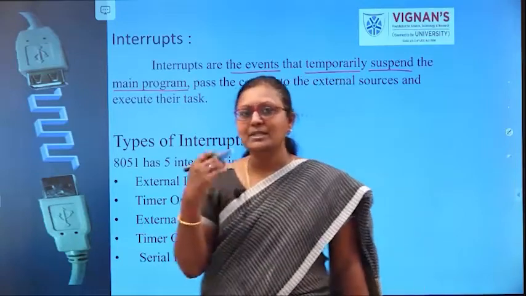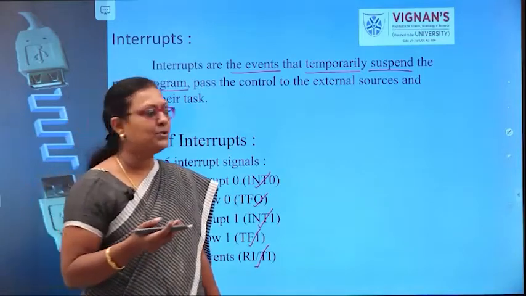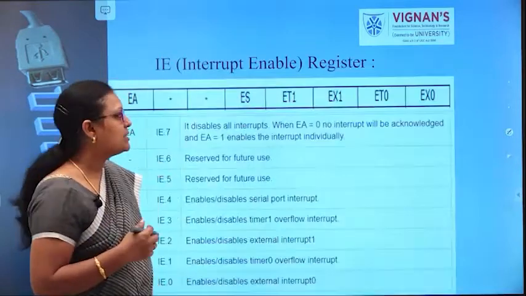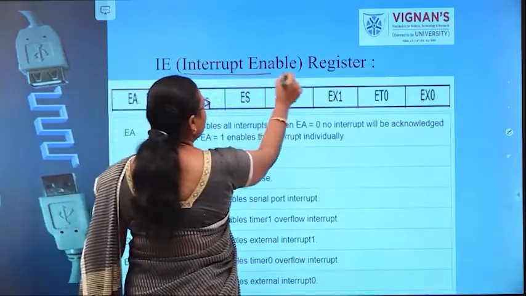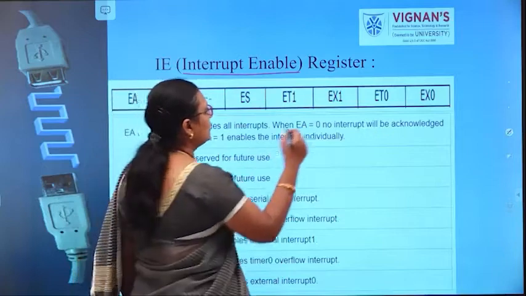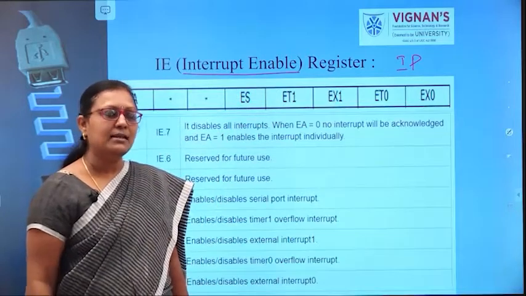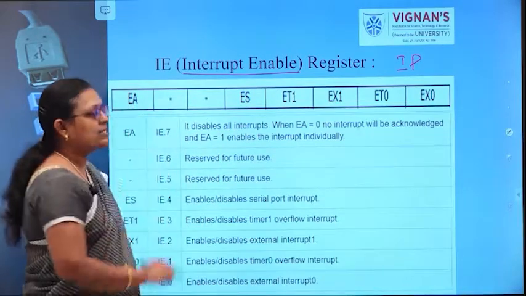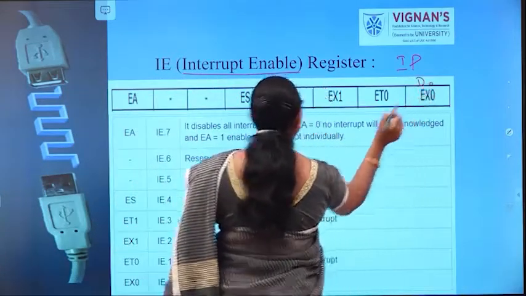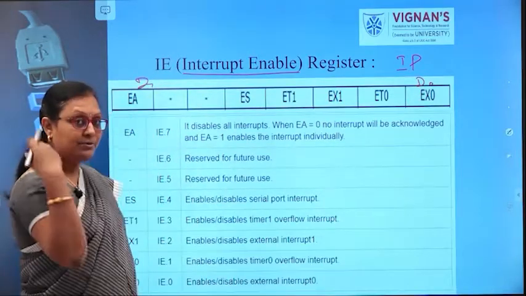That is serial port events, the RI and TI flags. We are going to discuss these 5 bits again in terms of the registers accommodated with these interrupts. We have 2 types of interrupt registers. One is the interrupt enable register, represented as IE, and the other is the interrupt priority register, represented as IP. To discuss these 2 registers, we will see first the interrupt enable register. It consists of 8 bits from D0 to D7.